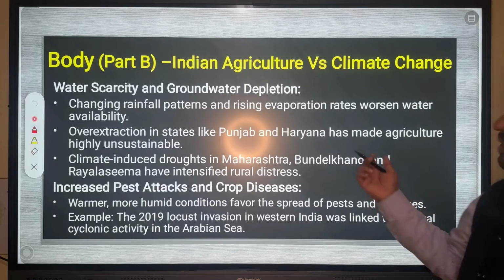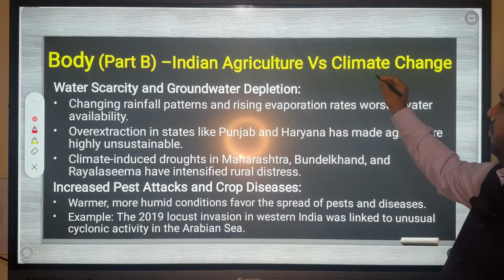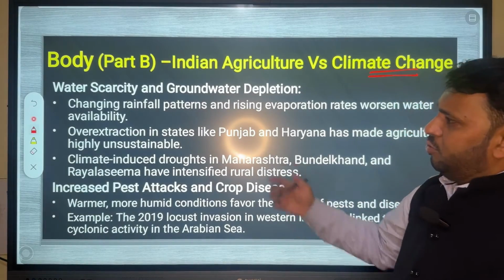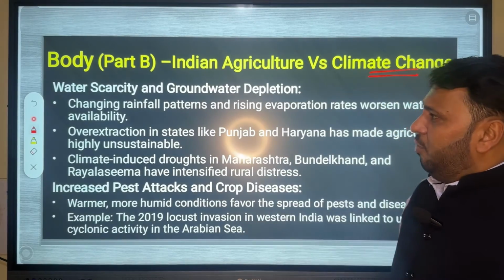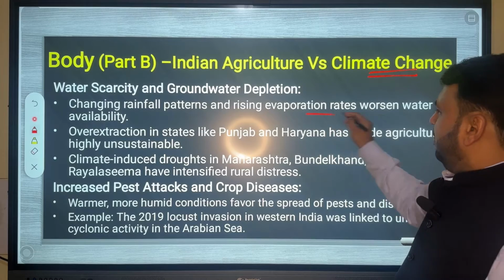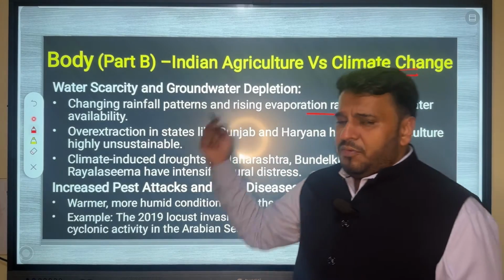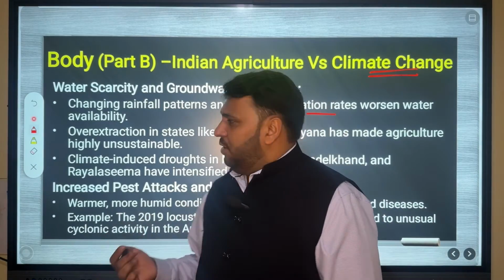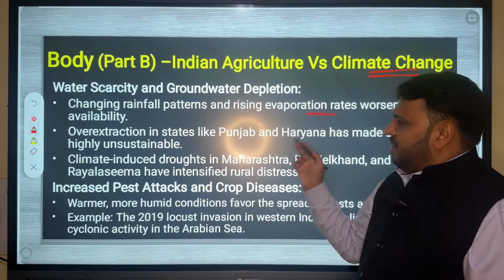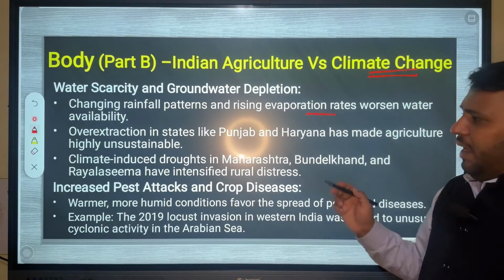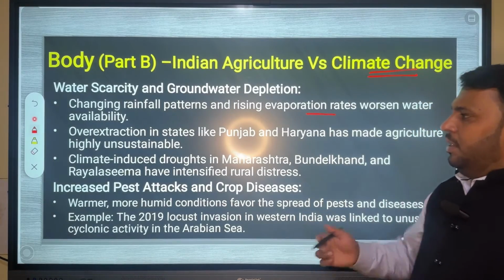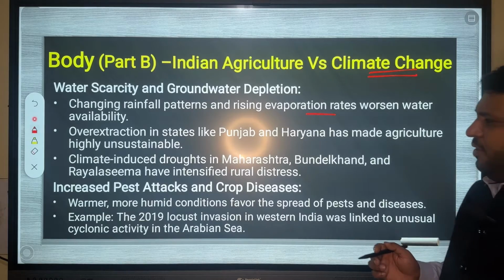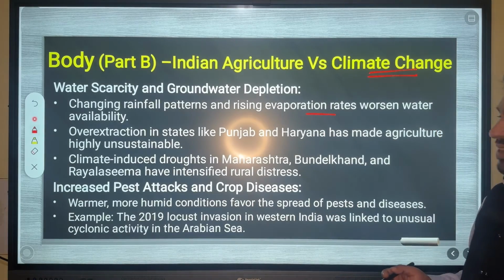So water scarcity and groundwater depletion, in the wake of climate change, these are also the issues. Changing rainfall patterns and rising evaporation rates have worsened the availability of groundwater or water sources for agriculture. Over extraction in states like Punjab and Haryana has made agriculture highly unsustainable. Climate induced droughts in Maharashtra, Bundelkhand, and Rayalaseema have intensified rural distress.